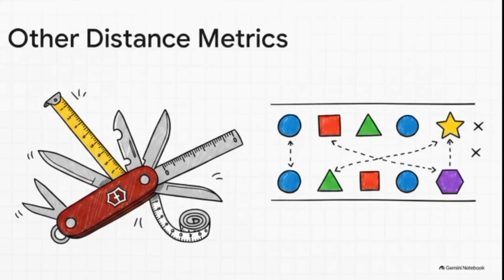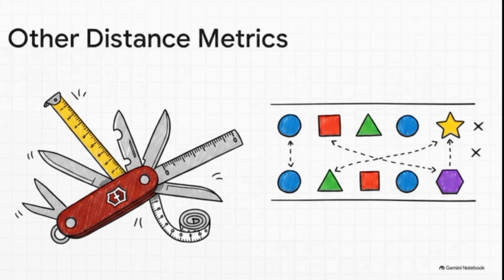But we don't just stop at birds and taxis. We've got different measuring tapes depending entirely on the type of data we're looking at. For example, the Minkowski distance is actually a master formula. It can act like either Euclidean or Manhattan depending on a single parameter you give it. And then the Hamming distance, well, that's a special measuring tape used specifically for categorical data or text strings.